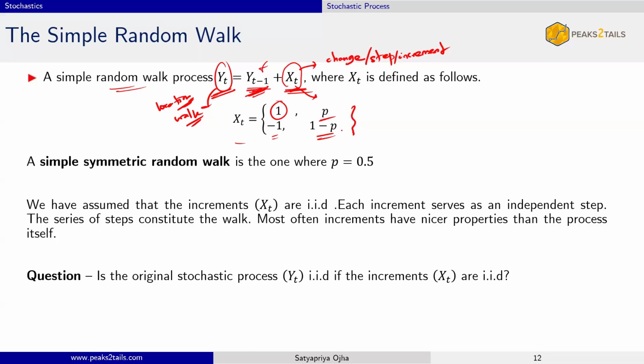Okay. Now, the simple random walk becomes a simple symmetric random walk if the probabilities of an up move and a down move are equally likely. In general, it is p and 1 minus p, but if you say p equals 0.5, then it becomes symmetric. Simple symmetric random walk.